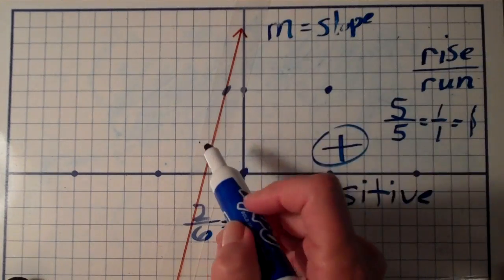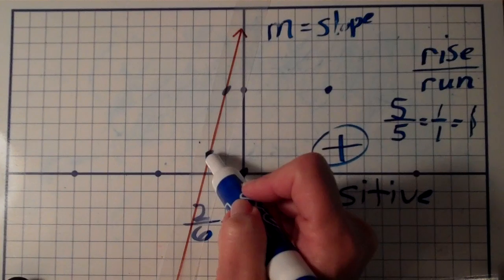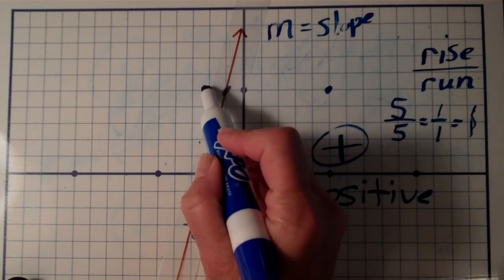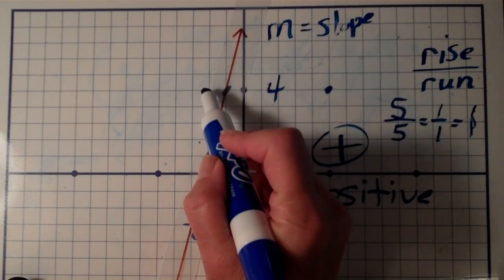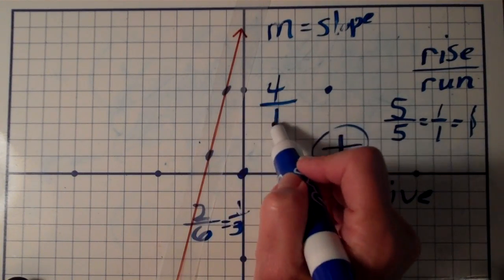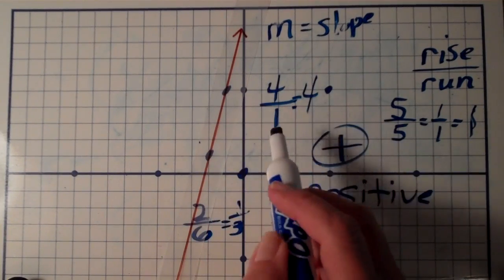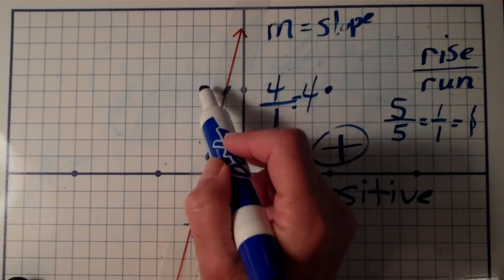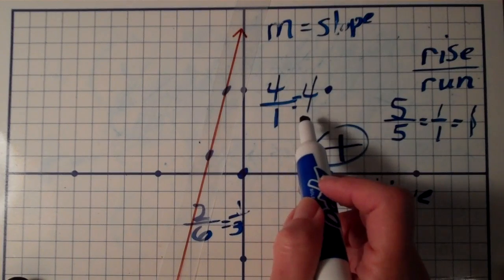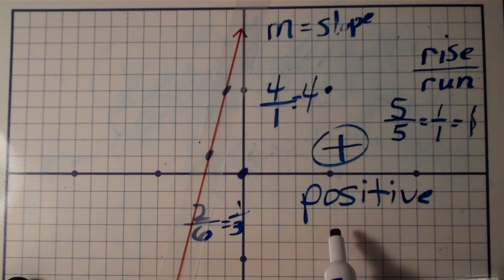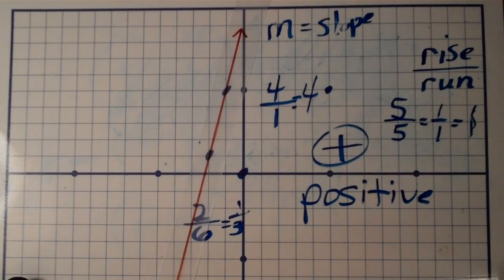Okay, this is also a positive slope. From this lowest point, it rises 1, 2, 3, 4. It rises 4. And then it goes over in the positive direction 1. So this has a slope of 4 over 1, or 4. That has a slope of 4. So a positive slope always rises.